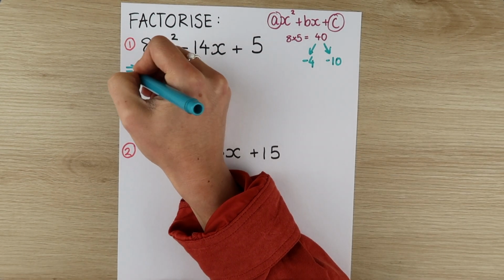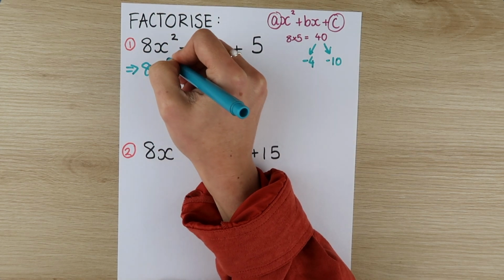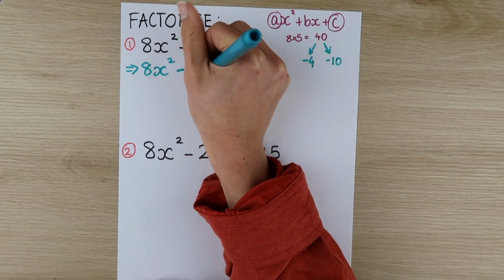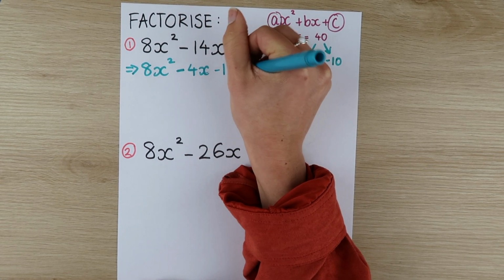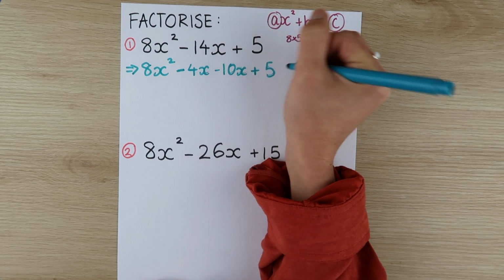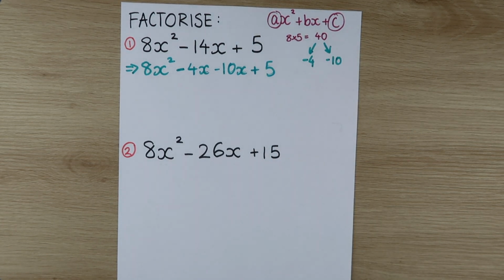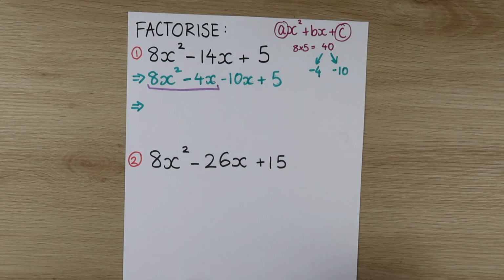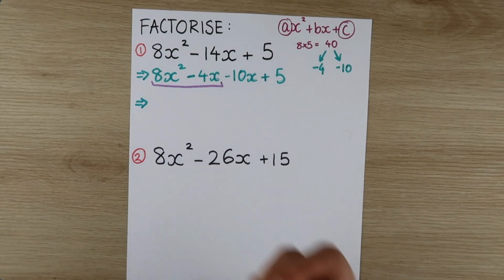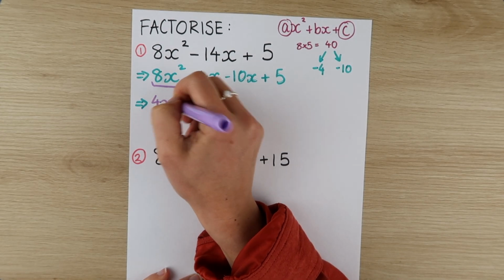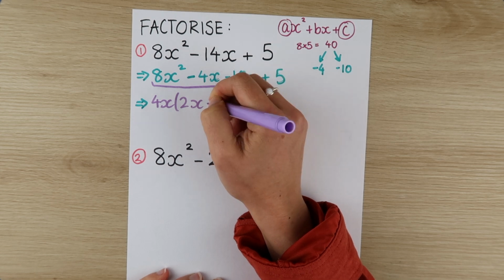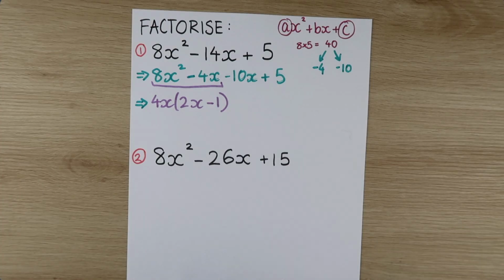Now, for this first step, I'm going to split them up. Minus 4x minus 10x plus 5. Alright, so that is where I then look at my first two terms, 8x squared minus 4x. The common factor here is 4x, and left over I have 2x minus 1.